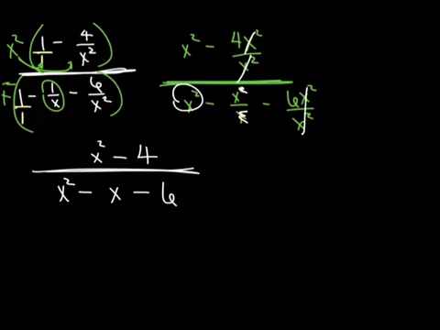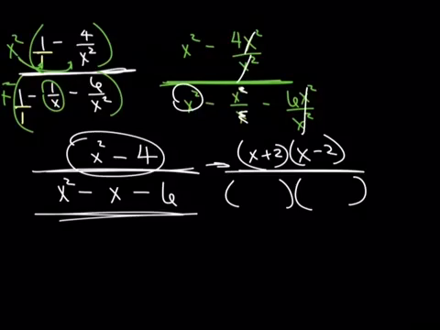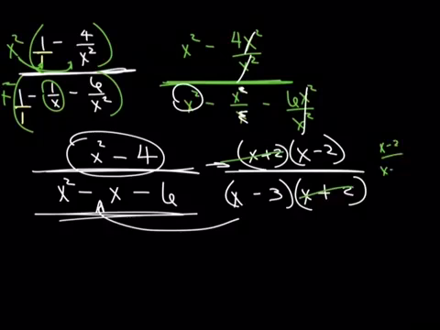Alright, so now I can look at this and say, oh yeah, I remember a few lessons back, difference of 2 squares, in the bottom. It factors into 2 binomials. 3 times 2 is 6. Negative 3 plus 2 is negative 1, which is what I wanted there. Now I can go cancel, cancel, and my answer is x minus 2 over x minus 3.